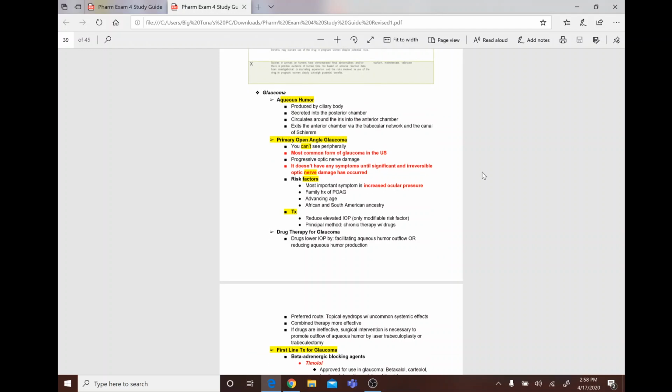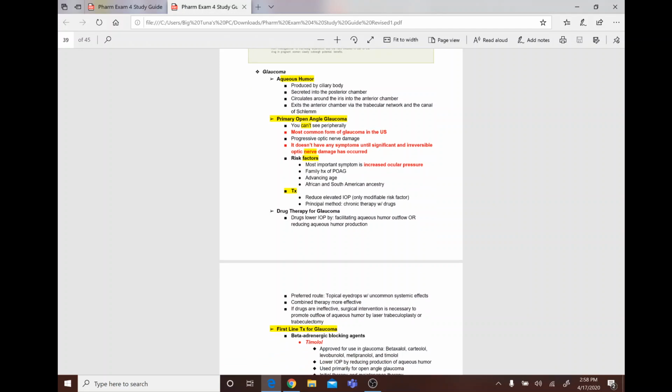What is the main side effect of primary open-angle glaucoma? Can't see peripherally. When do you start seeing the side effects of POAG? Once the optic nerve damage has occurred. What are the risk factors of POAG? Most important is increased ocular pressure, family history of POAG, advancing age, African and South American ancestry.